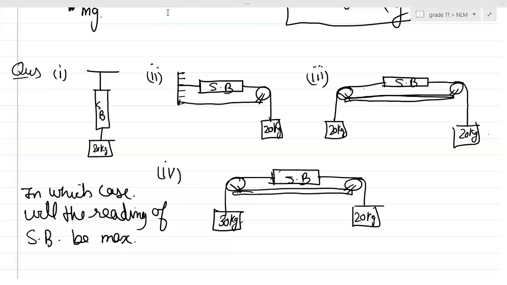Solve it. It will take time, but you need to draw the free body diagrams in every case. Take 5 minutes, no problem. But I want this question to be done.